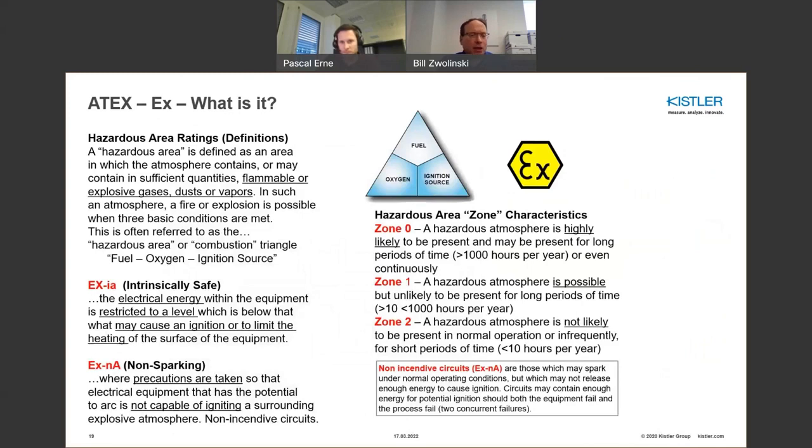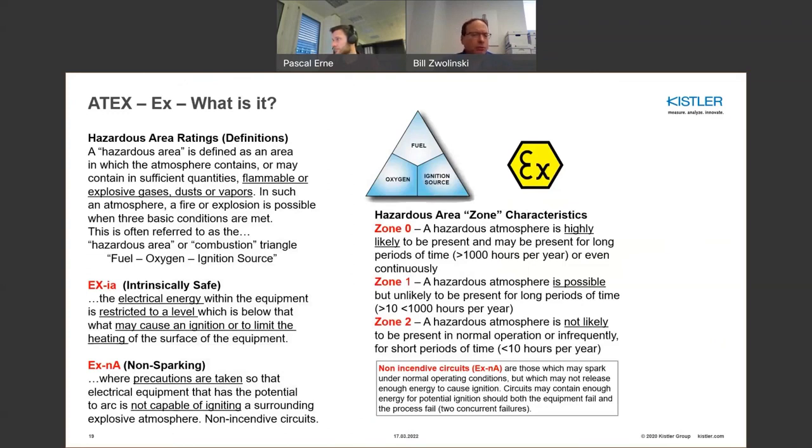Okay, I talked a little bit about hazardous zones in terms of the energy and infrastructure, or power and energy segment. We talk in zones. Zone 0 is a hazardous atmosphere, highly likely to be present, and zone 2 would be one that is not likely to be present. Maybe it's present only in a catastrophe or something fails.